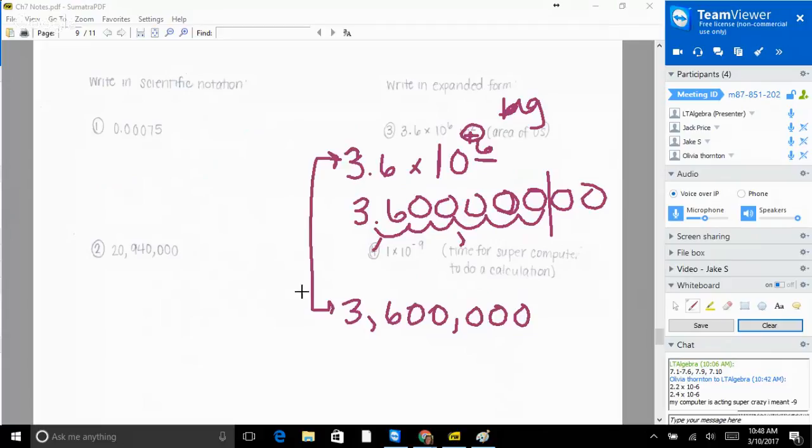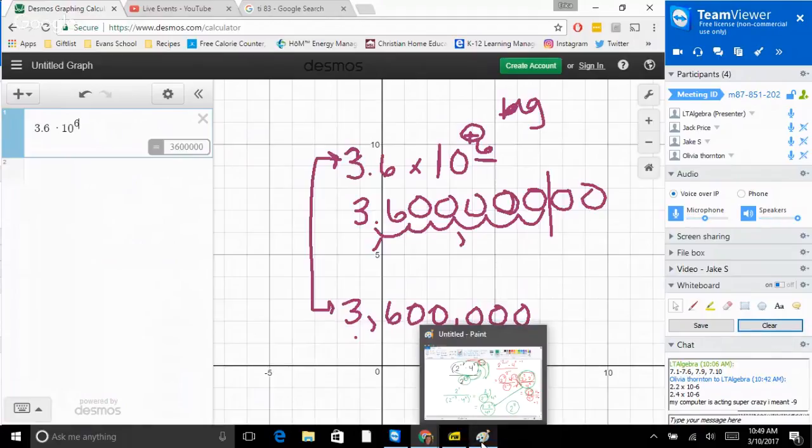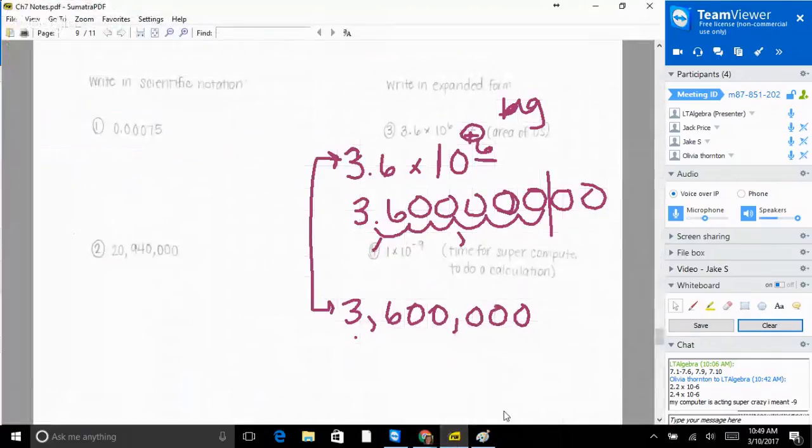Now this we can actually check on our Desmos, right? We can check on our calculator. So if we switch back to Desmos and we do 3.6 times 10 to the 6th power, we get 3,600,000. So can you see how they relate to each other? One goes one way, one goes the other. Kind of. Yeah, I think it is a little easier to go that way.